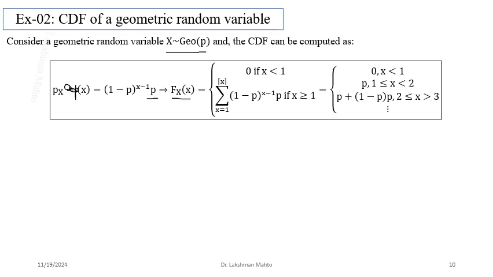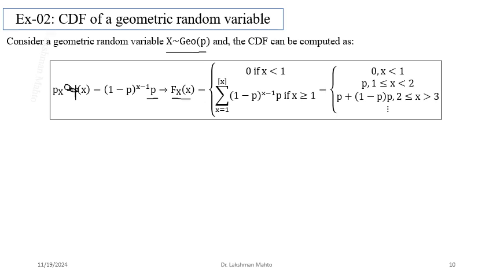How does it come? There are various scenarios. When x is less than 1, what is the probability? Do you observe any probability? 0. Why? X is counting the number of trials. There is 0 trial. If you are not performing any trial, then the probability would be 0. So the corresponding CDF would also be 0. If x is between 1 and 2, before 2, in that case, you are talking about the first trial in which you got success. X is counting the number of trials till the first success. X equal to 1 means in the first trial you got success. What is the probability of success? P. So the value of the CDF when x is between 1 and 2 is P.